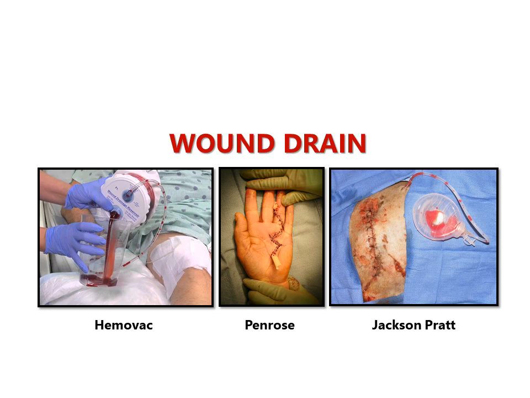The last is Jackson Pratt. Again, it's a small device. It is inserted adjacent to the wound to collect excessive fluid or exudates coming out from the wound. Now, during assessment, you need to identify which type of wound drain the patient has. Is it Hemovac, is it Penrose, or Jackson Pratt?